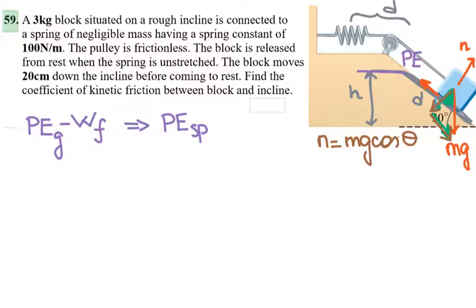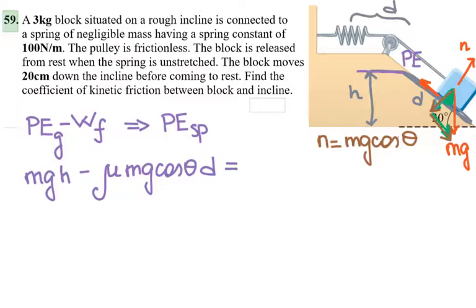So now I'm going to plug it in. I have mgh, then minus the force mu times N, which is mg cosine theta, and the distance it travels, d, and the rest is going to go to the energy of the spring, which is 1/2 k, and it's going to stretch the distance d squared.